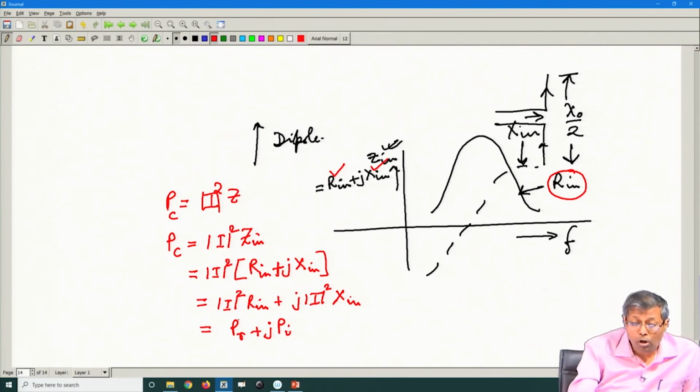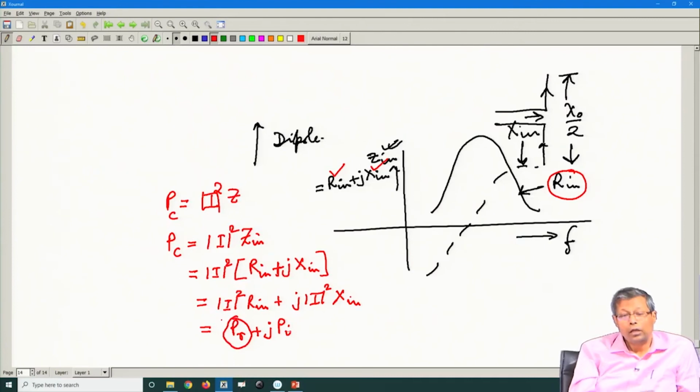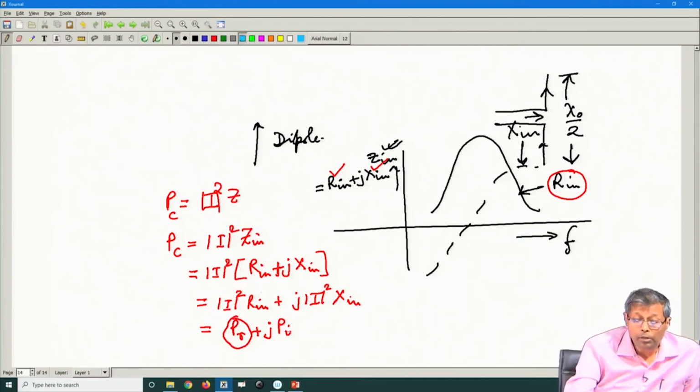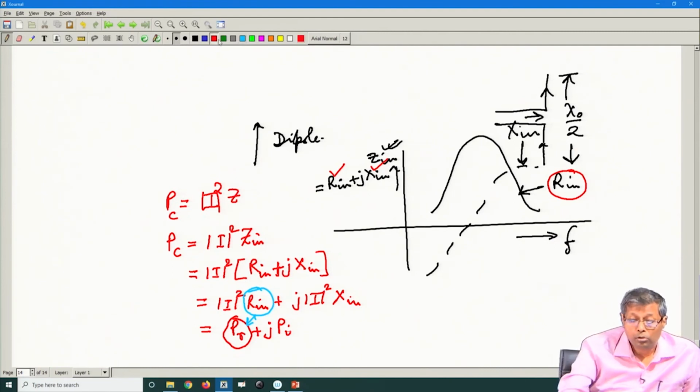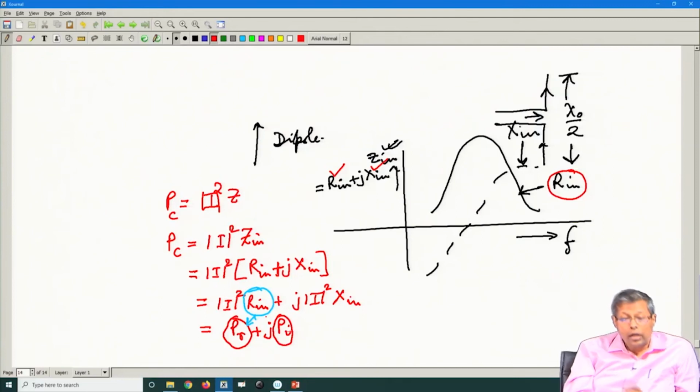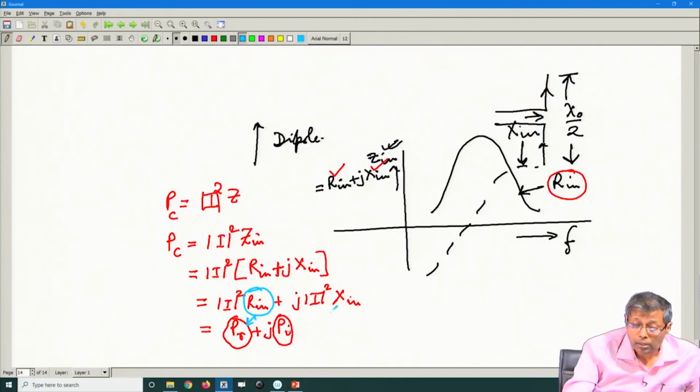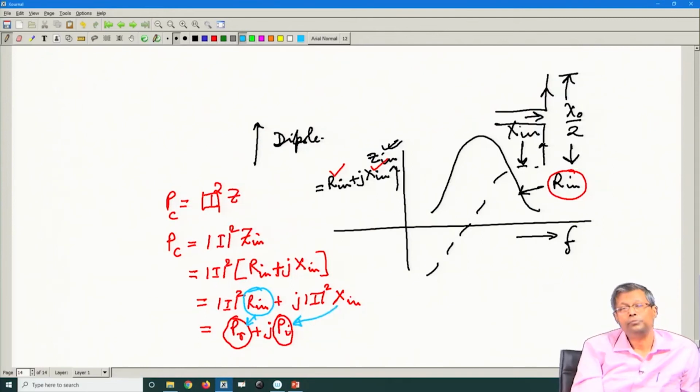So, this corresponds to the real part of the radiated power, and who contributes to that? This is the parameter which is contributing to the real part of the radiated power, R_in. And this corresponds to the imaginary part of the radiated power, and who contributes to that? It is contributed by this parameter X_in.